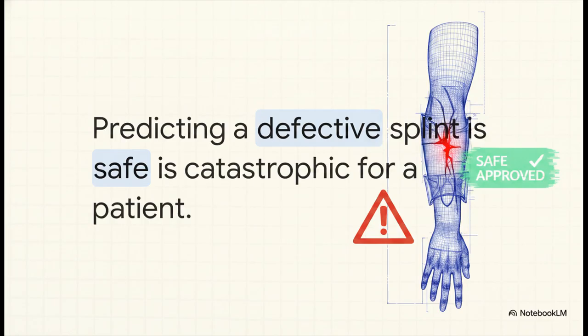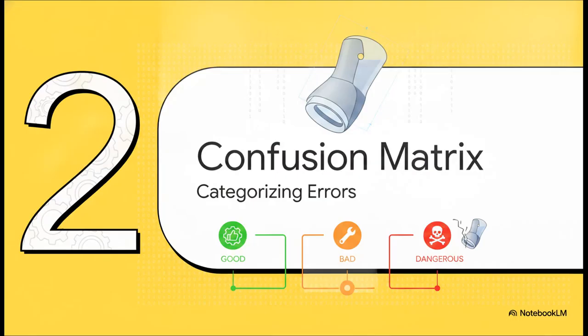Imagine if our algorithm looks at a splint with, say, a microscopic fracture or maybe some poor layer adhesion, and it rubber stamps it as safe for clinical use. That directly harms the patient. The device could literally fail under the everyday stress of just moving around. In our field, a false positive isn't just a bad data point on a screen, it is a physical injury waiting to happen.